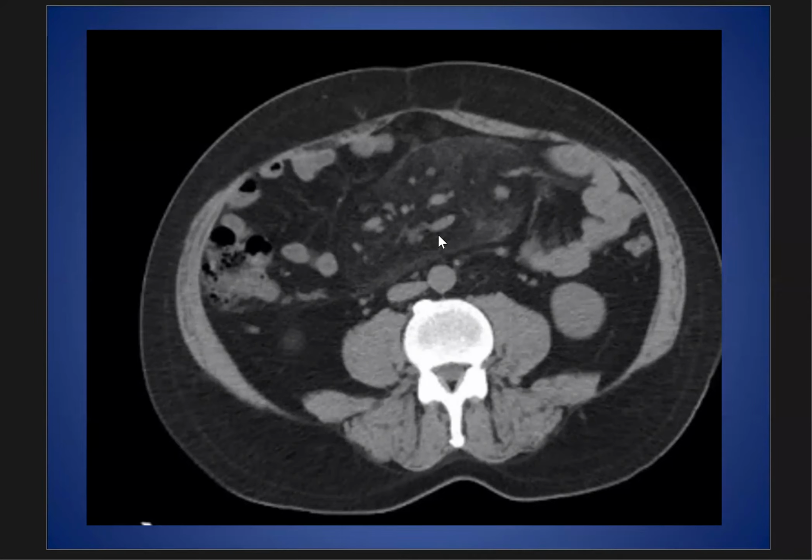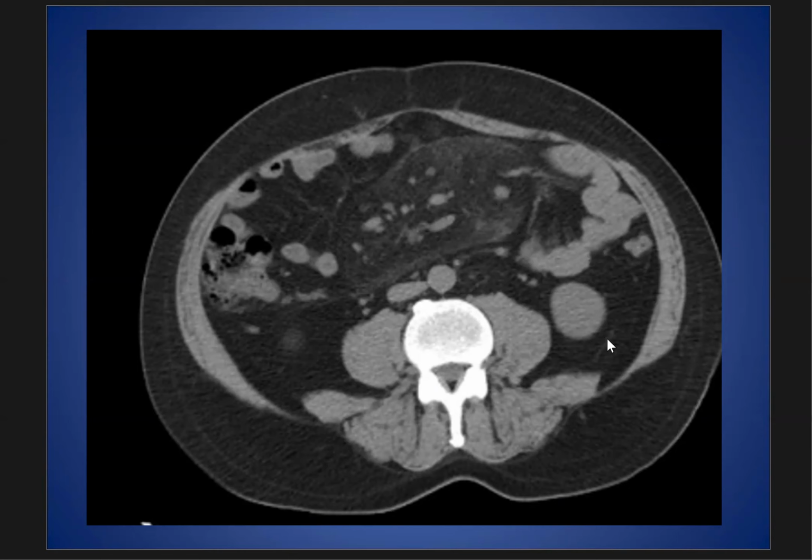And we see the fat around the blood vessels is preserved. And this we call it fat ring sign or fat halo sign. And the case, it is called sclerosing mesenteritis.